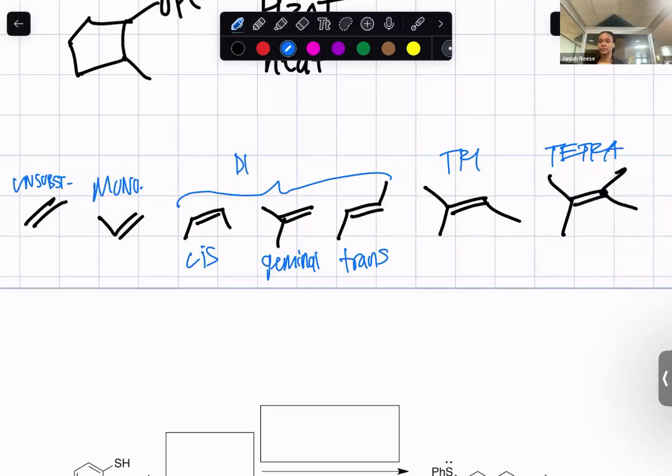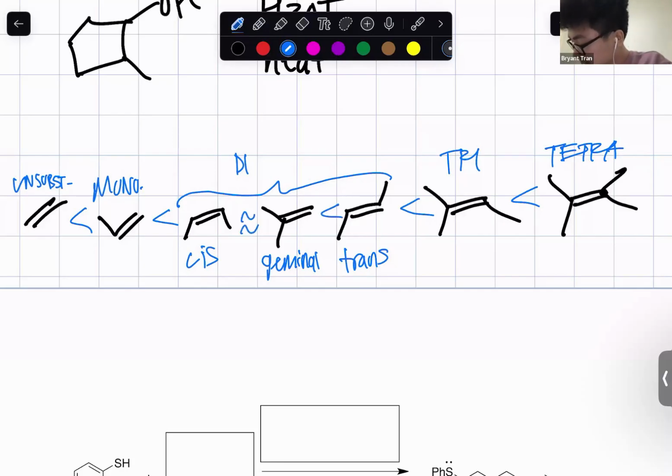And the stability goes like this. The more substituted the alkene, the more stable it is. So tetra substituted here is the most stable, then tri substituted, then di substituted is more stable than mono. Mono is more stable than unsubstituted. And specifically, the trans alkene is more stable than the cis and geminal alkene. The cis and geminal alkene are gonna have relative stability because notice how those two R groups are gonna clash into each other the same way, like that.